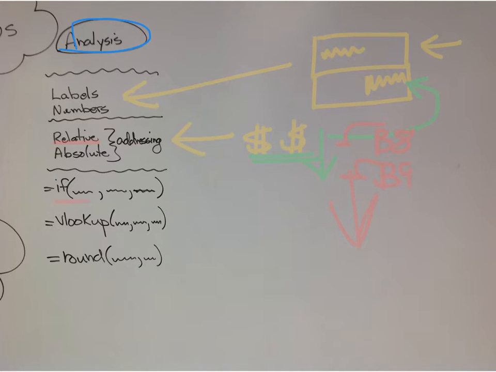We reviewed the if statement. Here's the condition, the true part, false part. VLOOKUP. This is what you're looking up, the table, and which column to take it out of. And then we talked a little bit about the round. We can have some type of formula here, and this would be how many decimal places you're rounding it to. Okay.